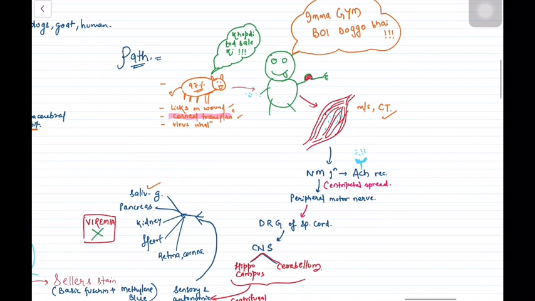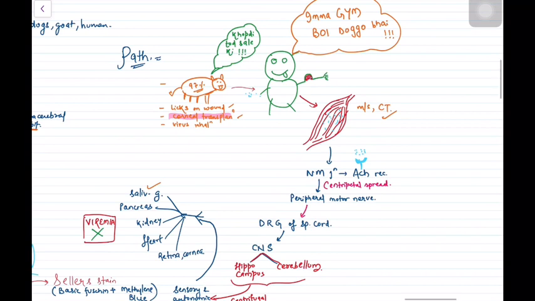There they will multiply, then they will enter the neuromuscular junction, where they attach themselves to the acetylcholine receptor. Then moving in a centripetal manner, they will go to the peripheral motor nerves, then to the dorsal root ganglion of the spinal cord, then finally to the brain.